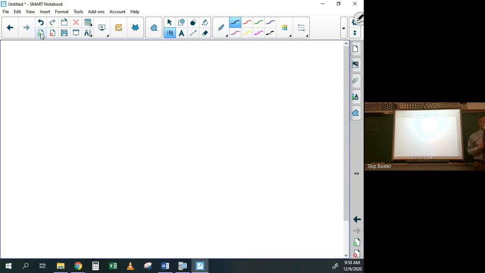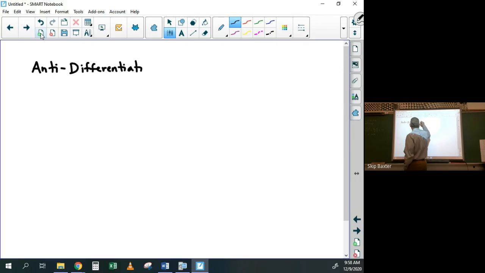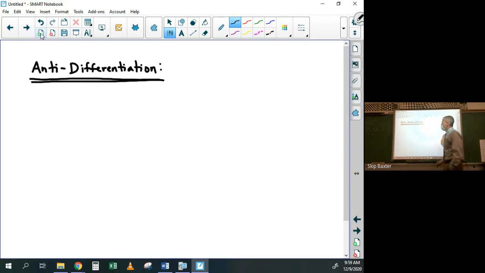But yeah. Anything else? Okay, so today we're just going to talk about something called anti-differentiation, which doesn't mean you're against differentiation. It means undoing differentiation. So the idea here is, what if instead of giving you a function and saying find its derivative, I gave you the derivative and said find the function?